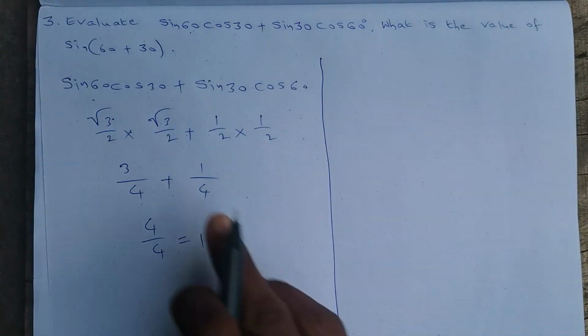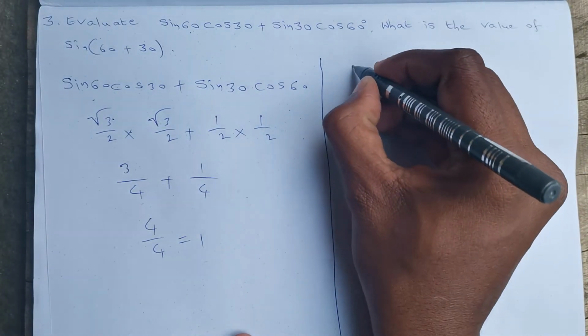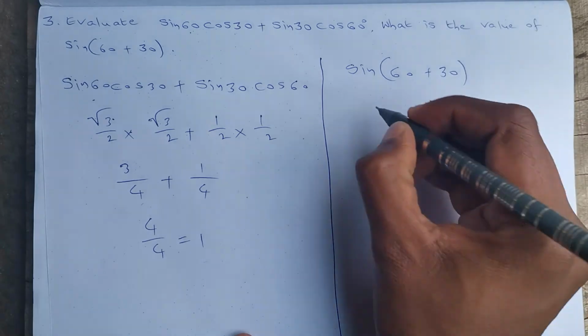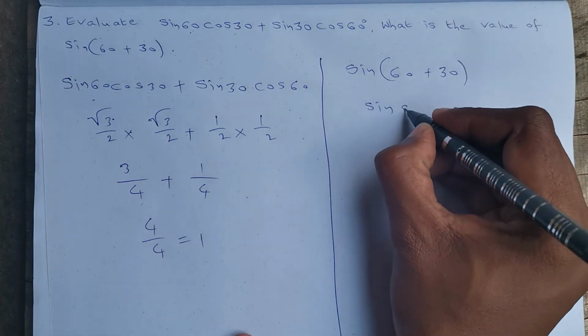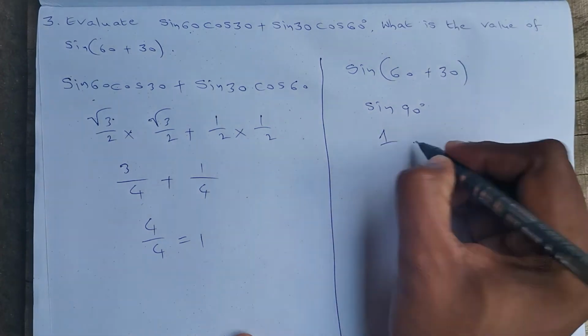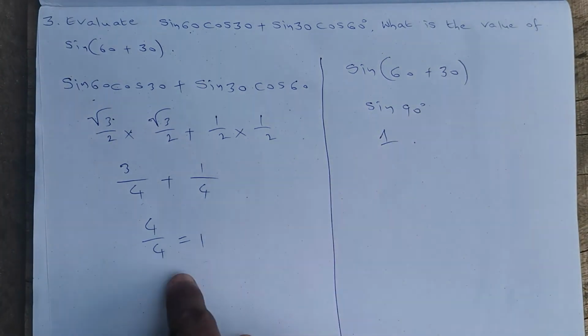Next, what is the value of sin of 60 plus 30? Sin of 60 plus 30 is nothing but 90 degrees. So what is the value of sin 90? It is 1. So in these two cases we got the same answer.